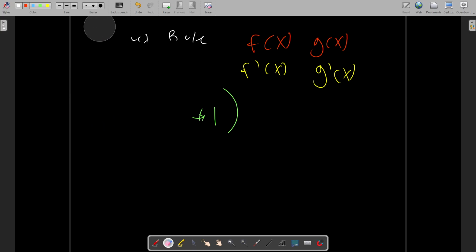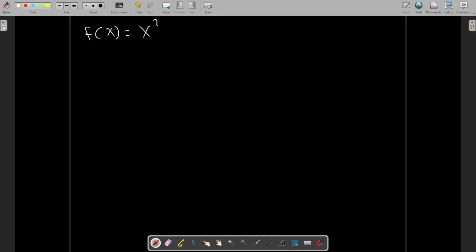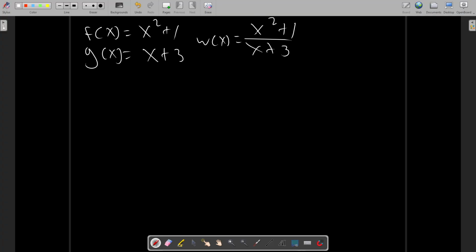Now what if you have two functions that are in a quotient, or dividing, right? So say we have f of x equals x squared plus 1 and g of x equals, let's say, x plus 3. Now, what if you have f of x over g of x? What do you do to find the derivative of this function? So let's say w of x equals this. So this is going to be called the quotient rule. So let me write this here.